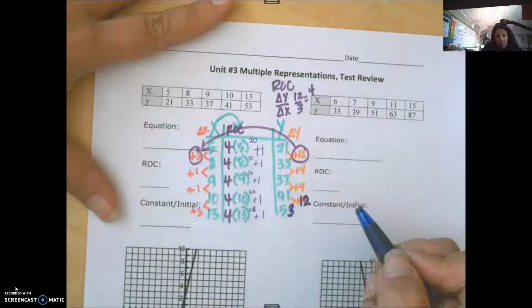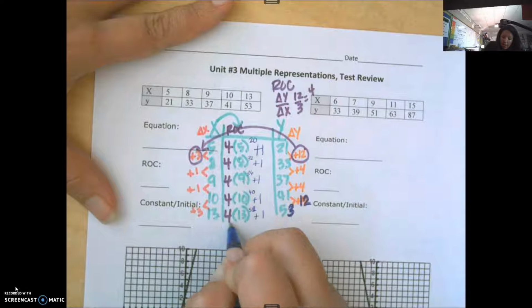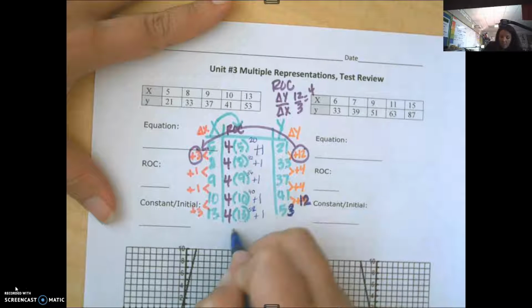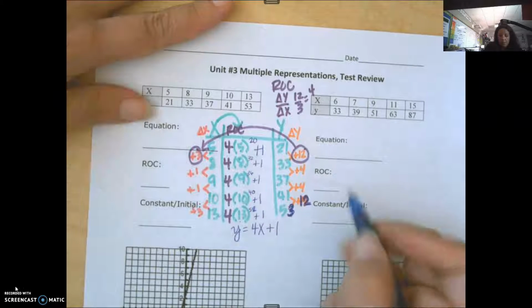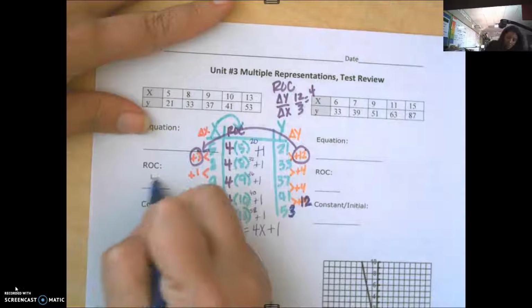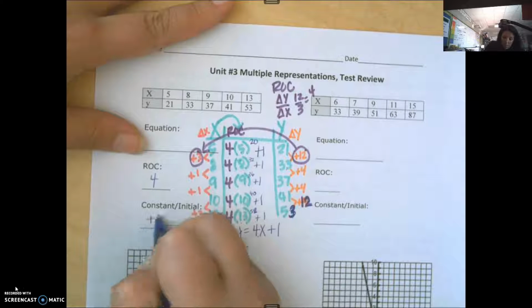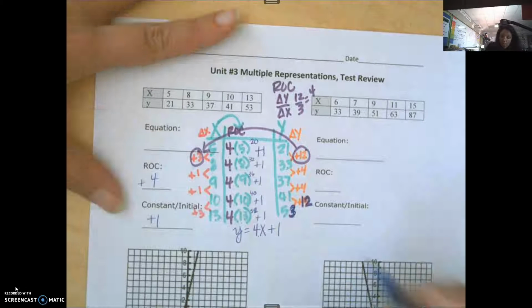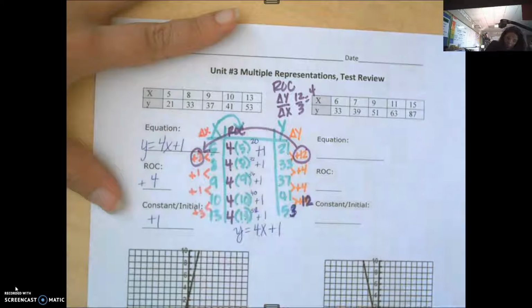I'm so very sorry. So every single time I multiplied my x by my 4 and then added 1 to get my y. So that gives me my equation: y equals 4x plus 1. So my rate of change was 4. My constant or initial value was my positive 1. So my equation, y equals 4x plus 1. Okay, now let's jump down to the table.